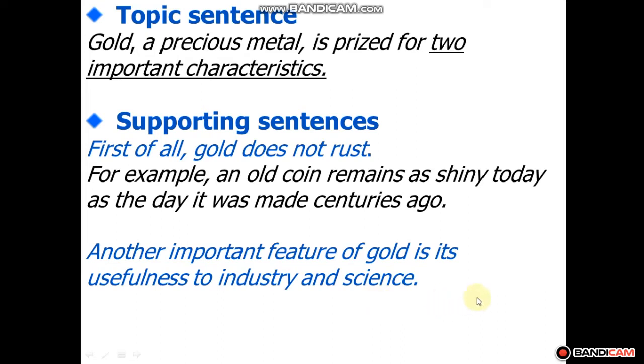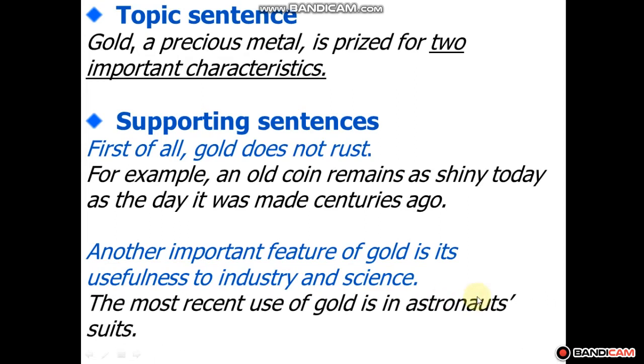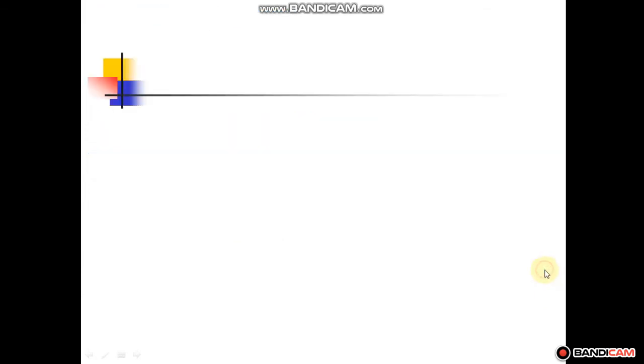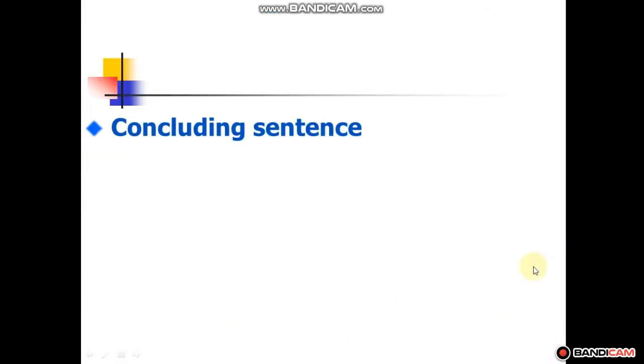Okay. Now again, we need to further expand this supporting point here. As we expand the topic sentence with the help of supporting details, similarly, the supporting points also need to be expanded with the help of examples, statistics, like here. The most recent use of gold is in astronauts' suits. Okay, clear? All right.